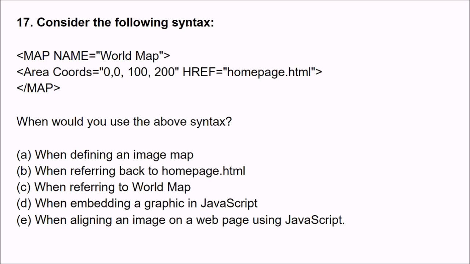17. Consider the following syntax. Map name is equal to one map. Area coordinates is equal to this one. href homepage.html map. So when would you use the above syntax? When would we want this above syntax?